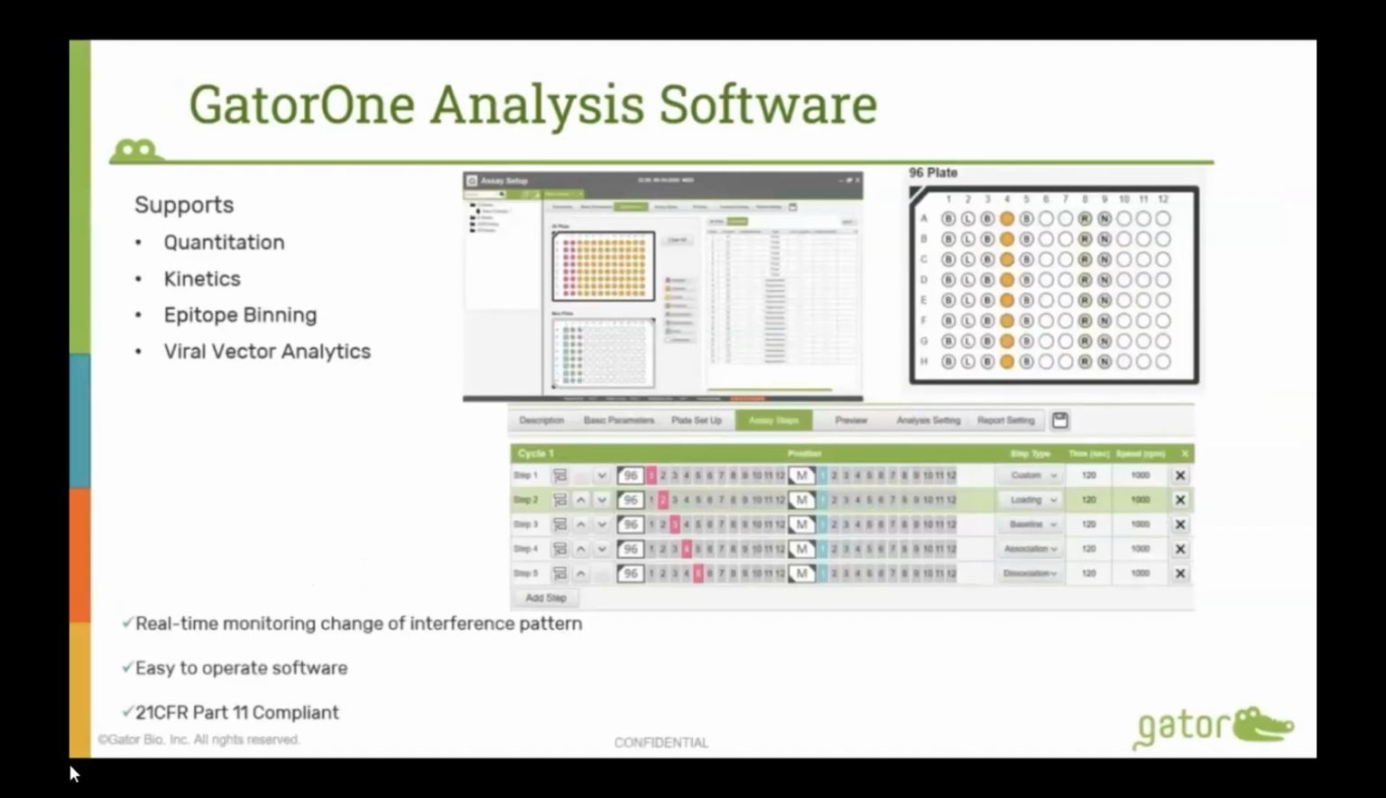Then coming to the Gator One software, this is the tool for data acquisition and analysis. It's a very straightforward software to use and offers real-time monitoring of the changes in interference patterns. It's easy to use and is 21 CFR Part 11 compliant.